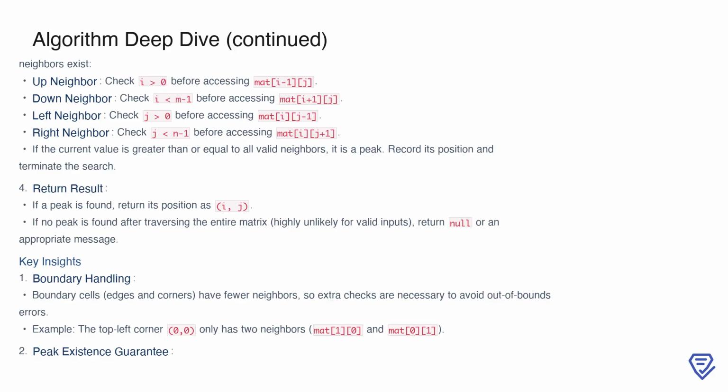If the current cell's value is greater than or equal to all its valid neighbors, it qualifies as a peak, and we record its position. If no peak is found after traversing the entire matrix, we return a null value or an appropriate message.